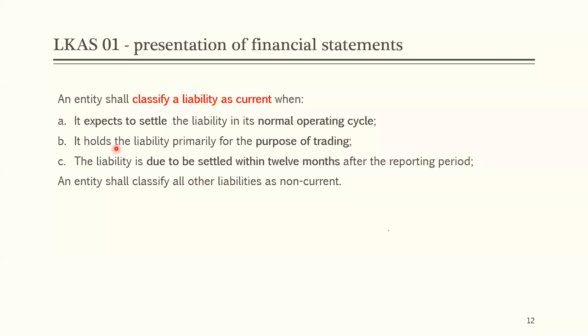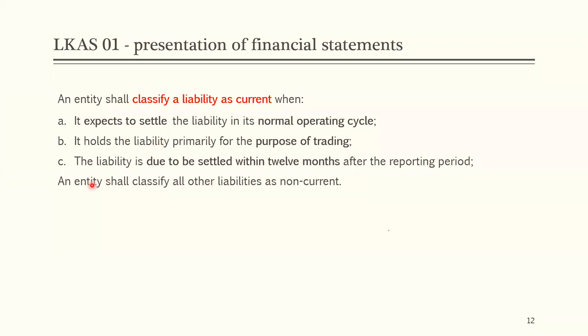And in part C, it says the one we know, the liability is due to be settled within 12 months after the reporting period. එන මාස 12 ඇතුළත අපි මොකක් හරි liability එකක් settle කරන්න ඉන්නව නම් right, light bill එකක් ආපයක් හරි වතුර bill එකක් ආපයක් හරි නැත්නම් මොකක් හරි short term අපි ණයට ගත් එකක් හරි ඊළඟ මාස 12 ඇතුළත settle කරන්න බලාපොරොත්තු වෙන් ඉන්නව නම් such we can identify as current liabilities.